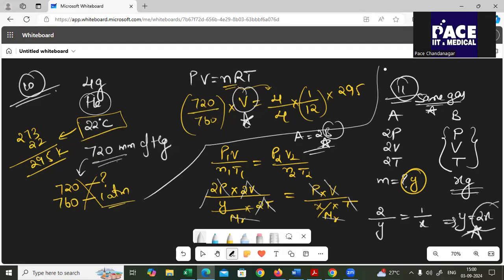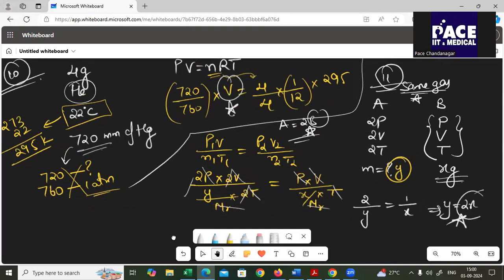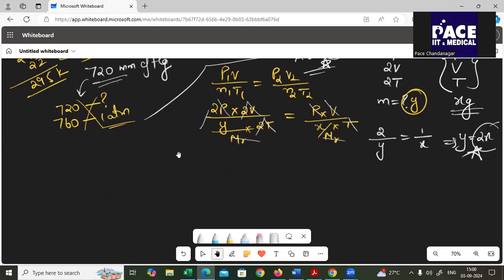In terms of grams, in terms of X, they asked us, so we brought it out. This is option D. Next, we have simply written the conditions given to us, and we are just applying the same formula, P1 V1 by N1 T1 is equal to P2 V2 by N2 T2. Just blindly apply that.